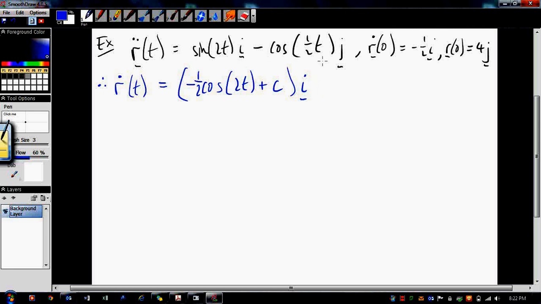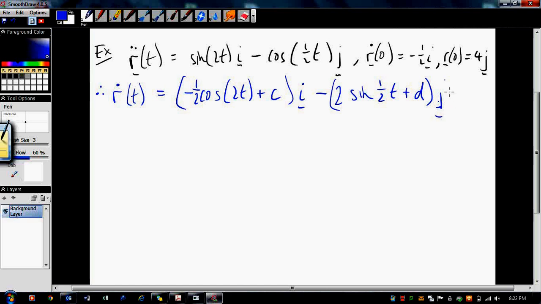Cool. And let's now do this next part. What's the antiderivative of cos? That's sine. So it'll be minus sin half t, and we're going to divide by half, and so that 2 will come out the front, and then we're going to have another different constant there, d, j. Okay, so there's our two components here.